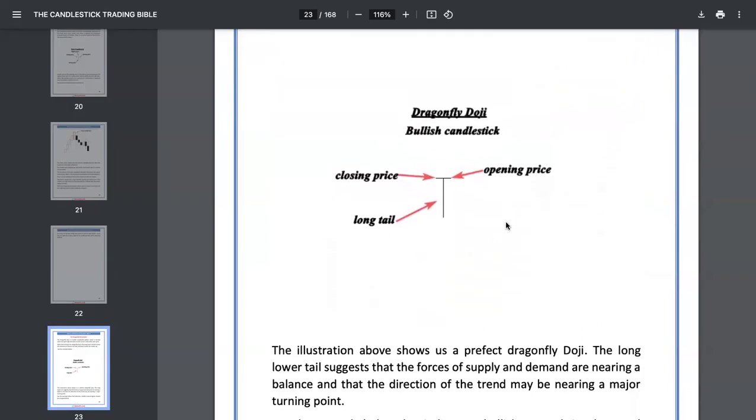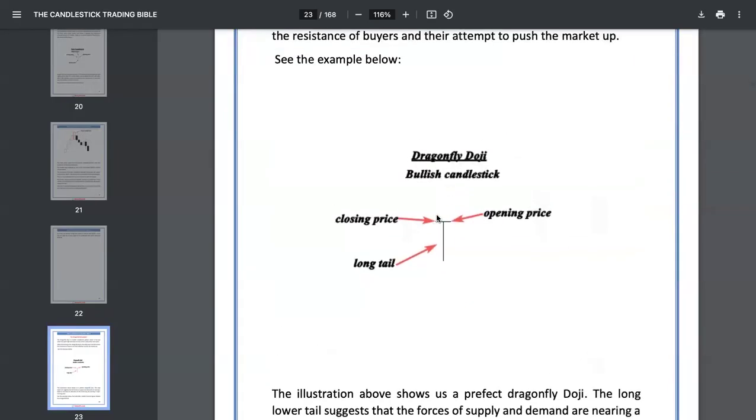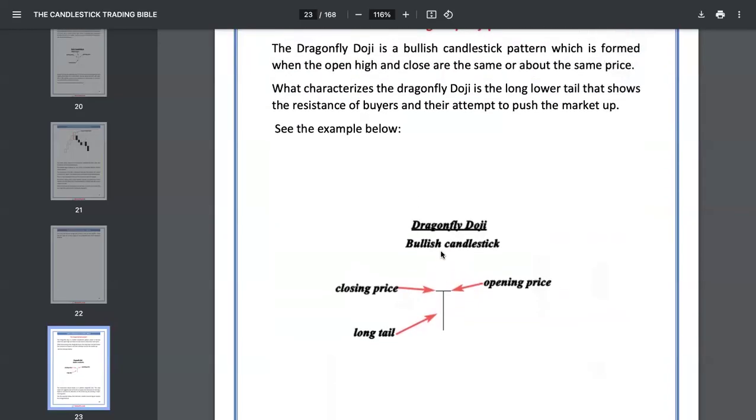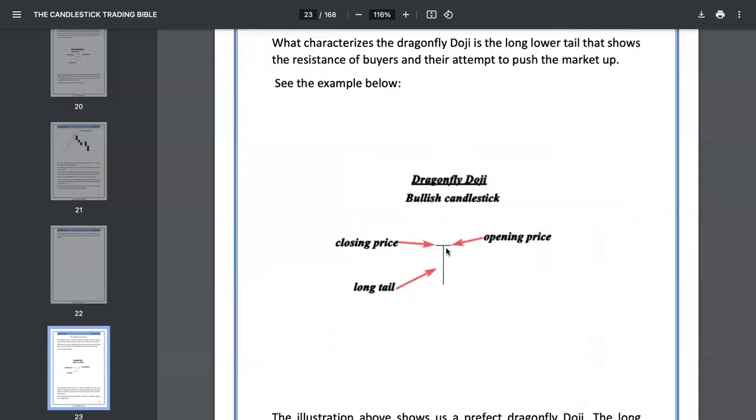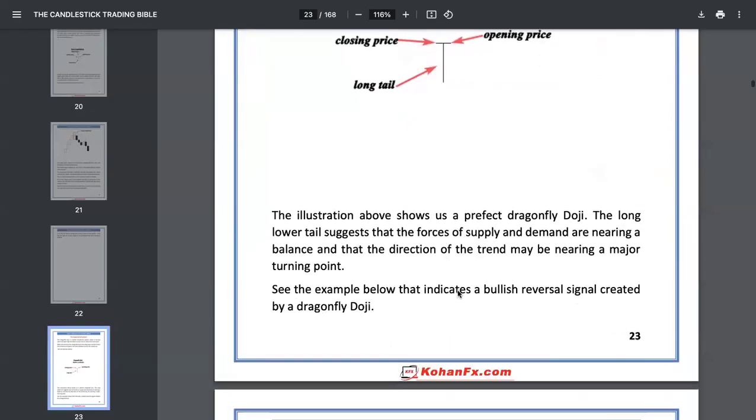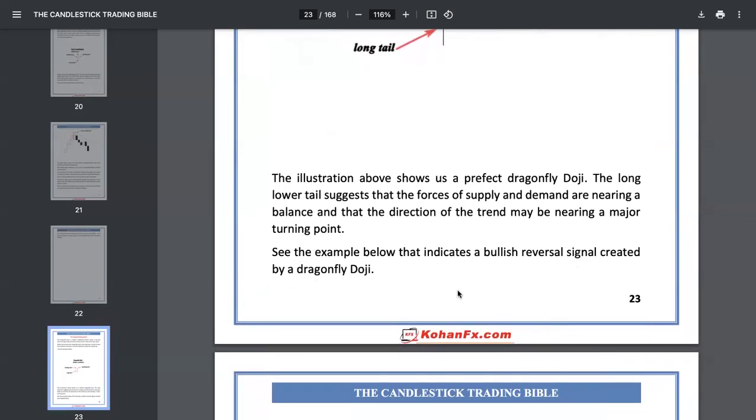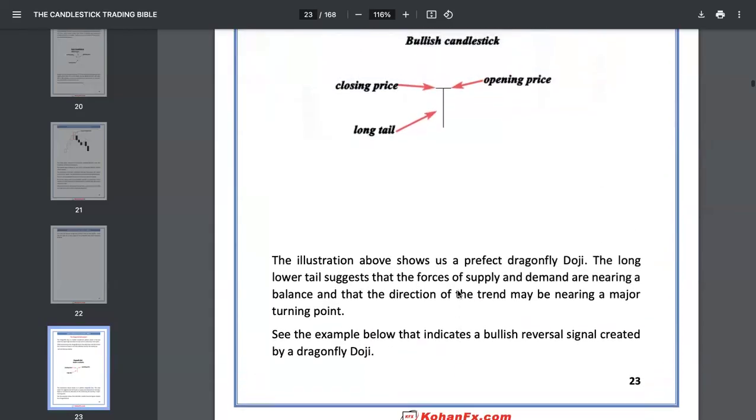When you're thinking about the psychology of this candle, essentially you have the sellers that came in and they tried to push it all the way down, but then the buyer stepped in and pushed it up, which gives you the DragonFly Doji. Sometimes there's an upper wick, but in this example, there's no upper wick. The illustration above shows us a perfect DragonFly Doji. The long lower tail suggests that the forces of supply and demand are nearing a balance and that the direction of the trend may be nearing a major turning point.